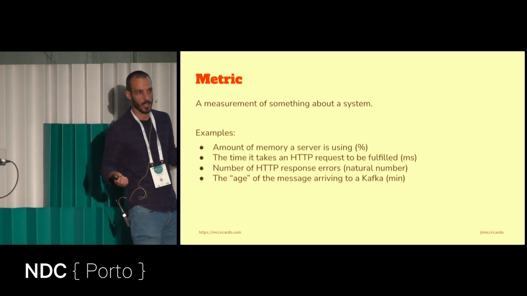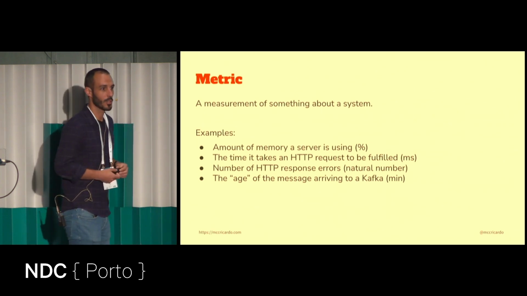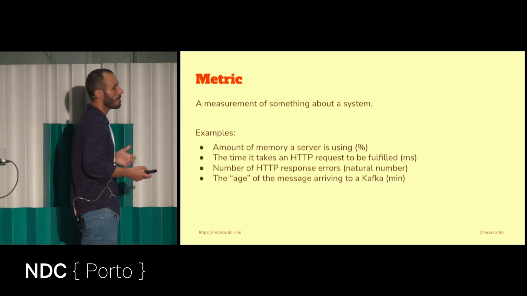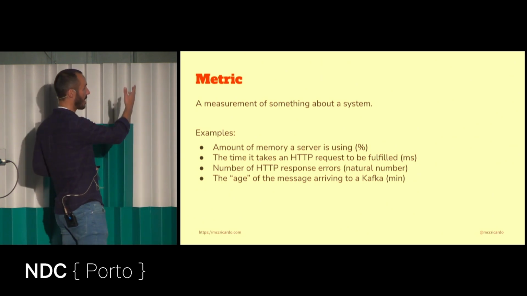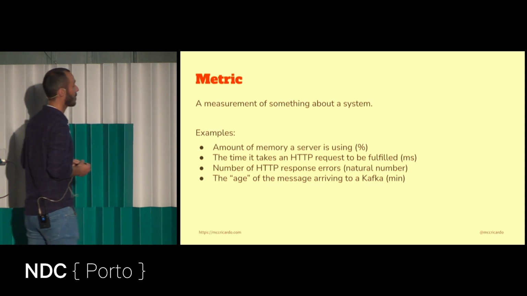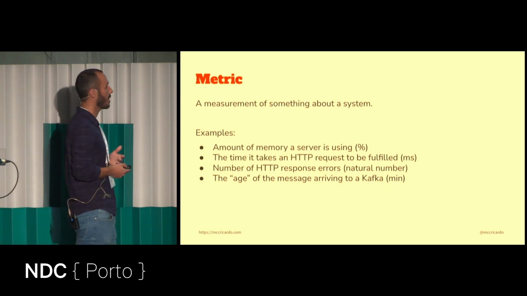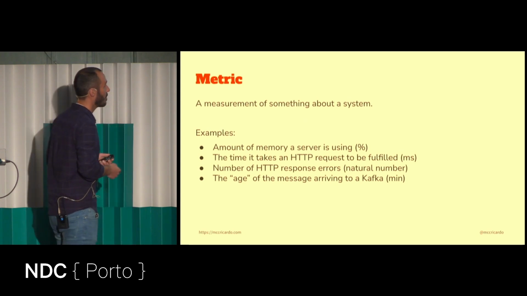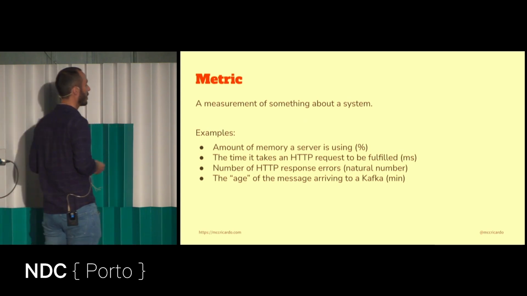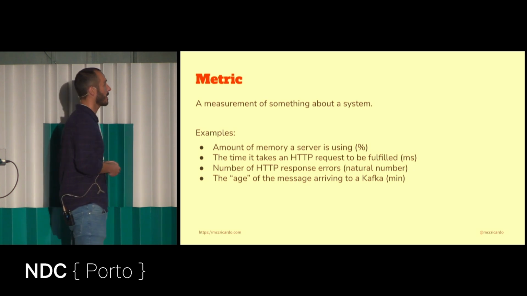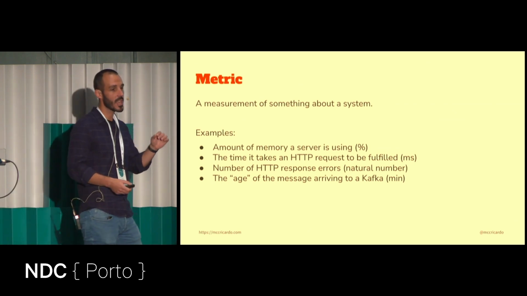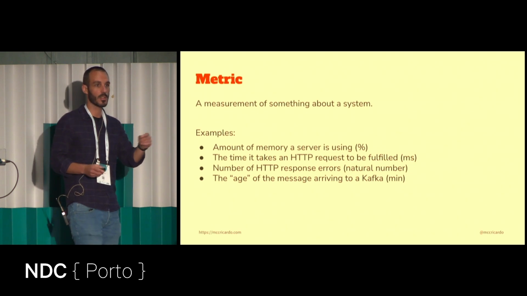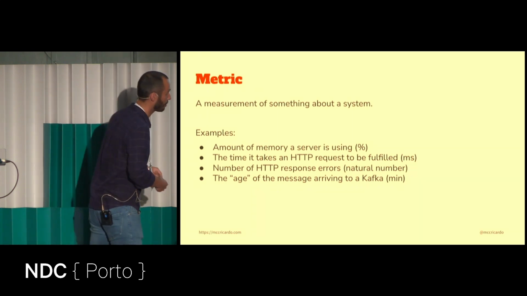We all collect metrics, sometimes more than we should, probably. But a metric is just a measurement about the system. It makes no assumptions. It's a measurement. Let's use the examples we have here: the amount of memory that a server is using, the time it takes for a request to be fulfilled, the number of errors that an HTTP endpoint gave, or the age of a message in a message queue. A metric is only and only that. It's a measurement of some characteristic of our system.